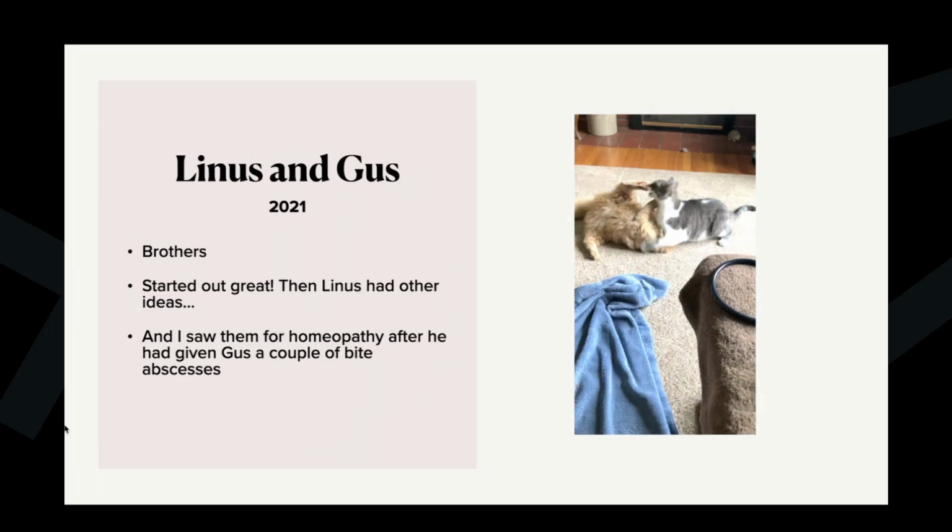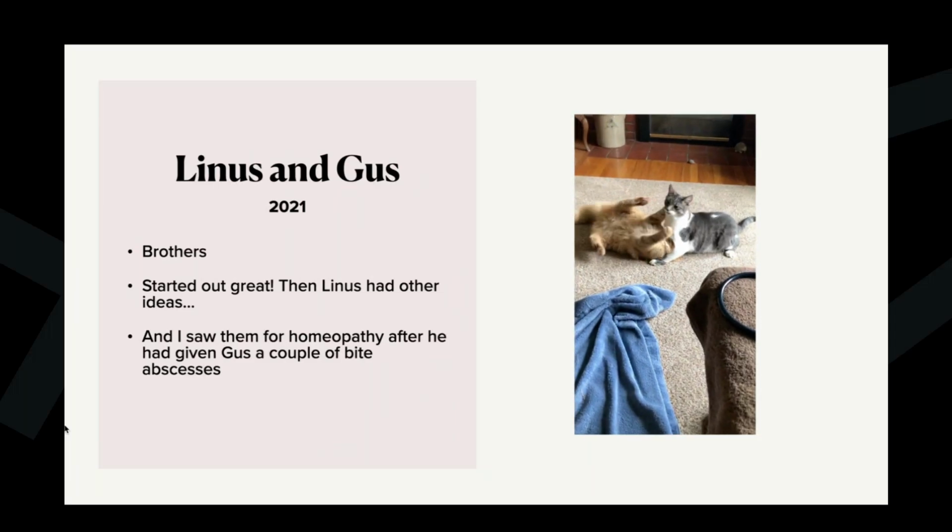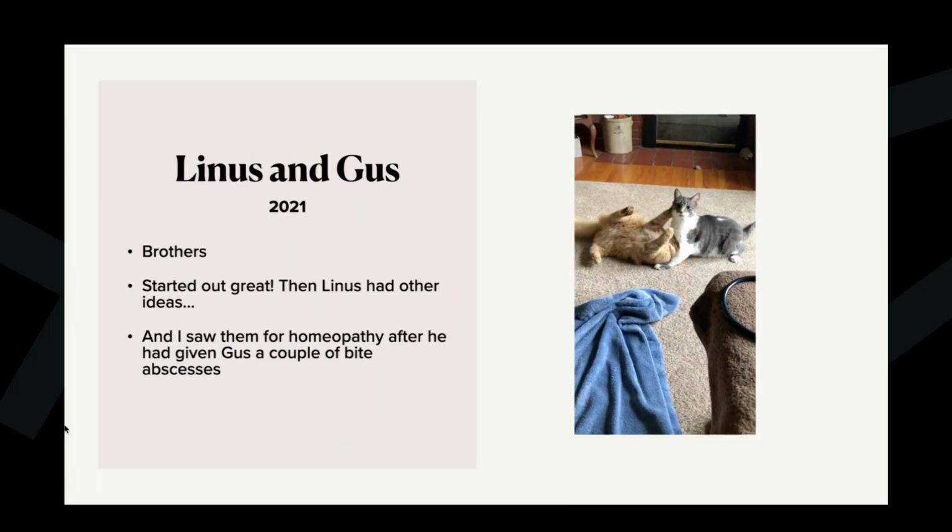And then Linus had other ideas. I saw them first, not for homeopathy. I just did exams and adjusted them as needed. And Linus had other ideas. And I saw them for homeopathy after he had given Gus a couple of bad bite abscesses. Gus was put on antibiotics and the wounds were flushed. They were pretty significant bite abscesses. And here they are. Linus is the one on the ground and Gus is the gray and white. This is how they play now that they're all better, but I don't have a picture of them attacking each other, thank goodness.